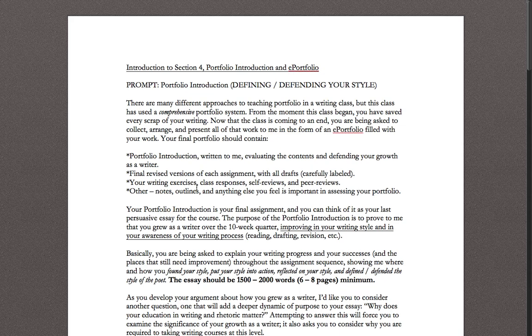Basically, you're being asked to explain your writing progress and your successes, as well as the places that you think still need improvement, throughout the assignment sequence, showing me where and how you found your style, put your style in action, reflected on your style, defined or defended the style of a poet. The essay, like the final essay of the course, should be 6 to 8 pages minimum.